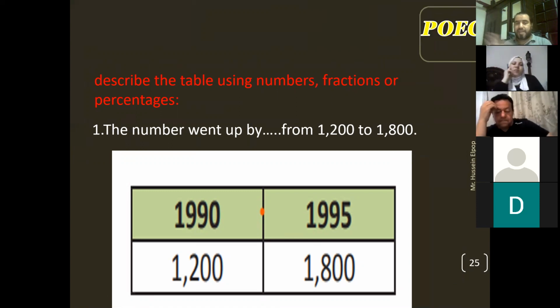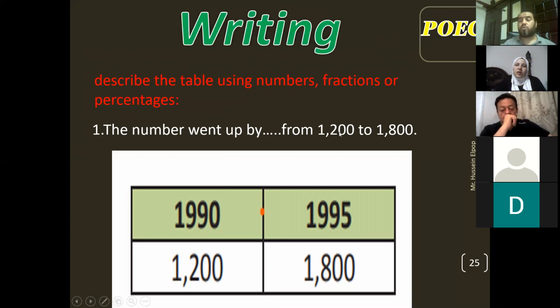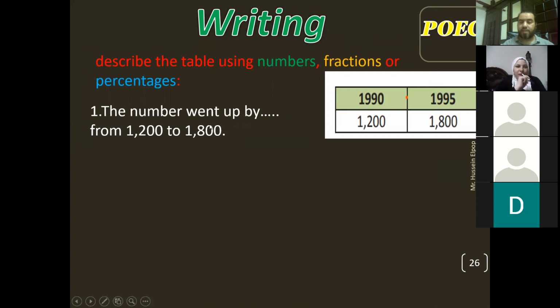Mathematics. Now I would like you to describe this table using numbers, fractions, and percentages. Three different ideas. Have a look, guys. We have 1990, we have 1995. In 1990, we have 1,200. In the other one, we have 1,800. And I would like to say the number went up from 1,200 to 1,800. You subtract: 600. So this is the same sentence that you're using, and we're using it 3 times.